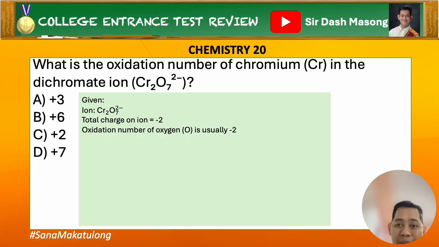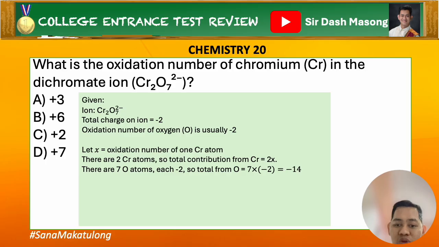So, let's have some representation. Let's say X yung oxidation number ng 1 chromium atom. And from the given, meron kang 2 chromium atoms. So, yung total contribution ng chromium ay 2X. Okay? Now, from the ion, meron tayong 7 oxygen atoms. At usually nga, -2 yung oxidation number ng oxygen. So, the total from oxygen would be 7 times -2 or -14.